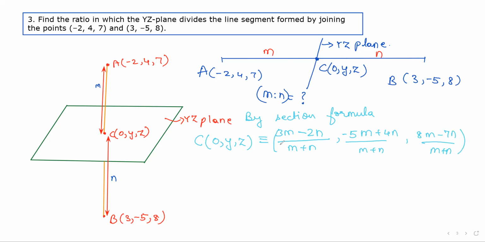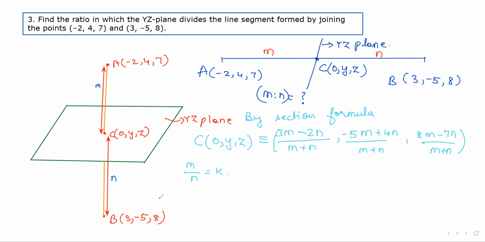As you can see, you have 3 equations and you have 4 unknown variables, M, N, and Y and Z. So to simplify this further, what we'll consider is, we'll consider M upon N as K. So you could have started here itself. You could have considered this as K is to 1, or here we are considering M upon N is equal to K.